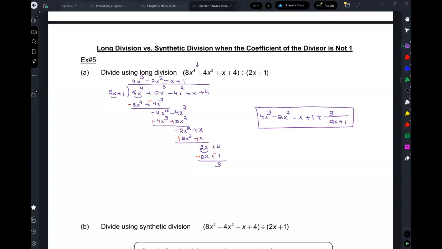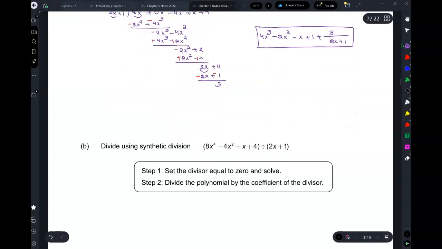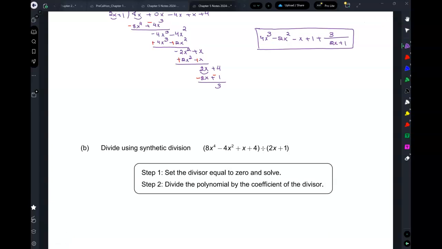Okay. Fabulous. That was a good one, right? This was the first one with long division that we got a remainder. So you see how it works. Okay, now, what is different about this synthetic division compared to the other synthetic divisions that we've done? Yeah, so for the first time, this divisor has a coefficient other than 1. Okay? So, now that's a problem.